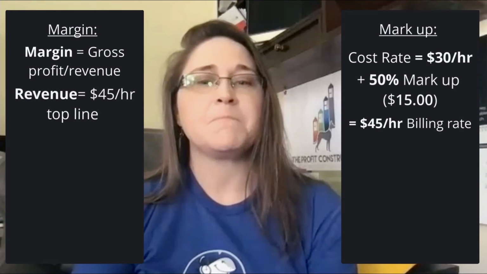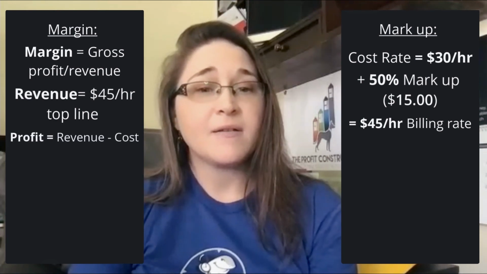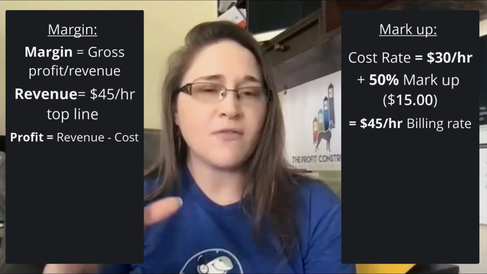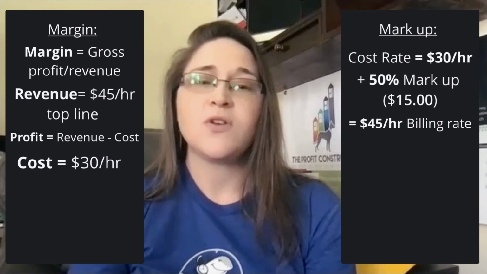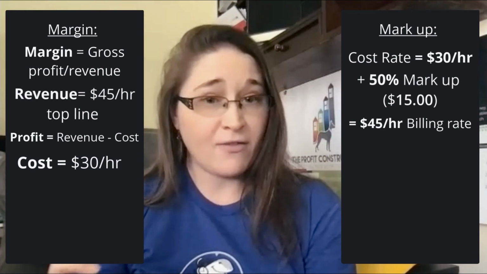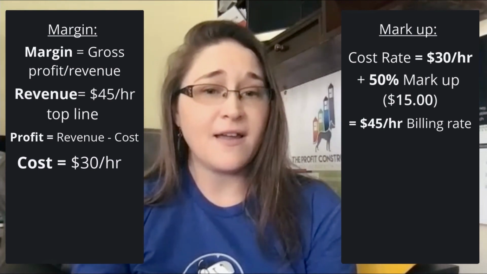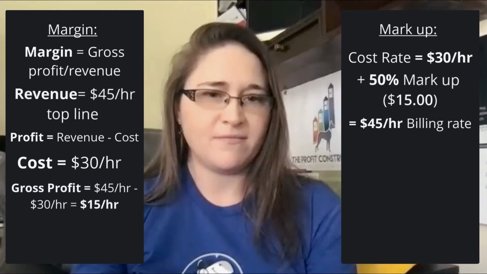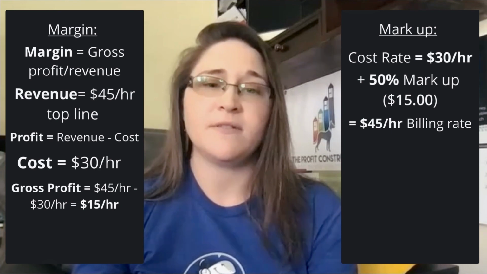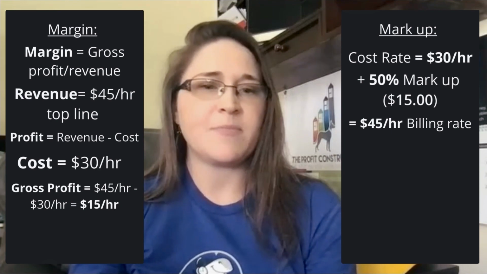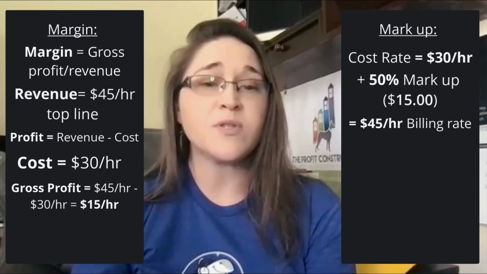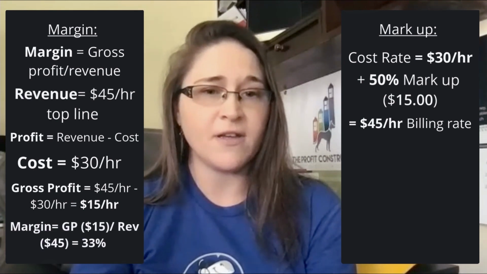Okay. But my profit is only what's left after the cost. So when I subtract that $30 of cost that I had, then what's left is $15 of profit. That's gross profit. Just to be clear, that's probably not what we have at the end of the day, because we have overhead and other things, but all we're talking about right now is gross profit.